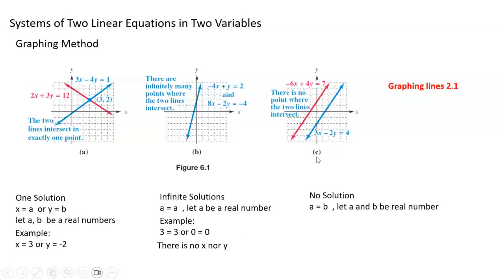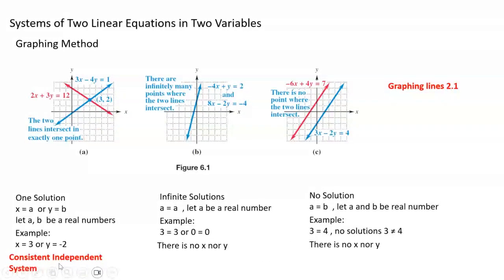Now, on the last one, figure C, you're going to get something like a equals b, where a and b are real numbers. For example, 3 equals 4, right? There's no solution because 3 does not equal 4. And again, in this situation, there's going to be no x nor y. Right now, you might be a little bit confused at what I mean by that, but once I do some examples, it's going to make sense.